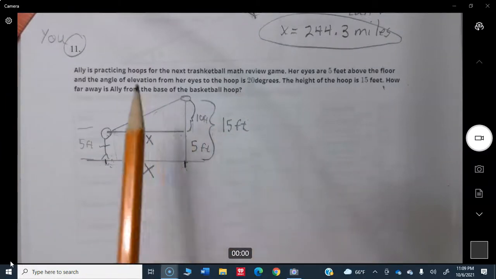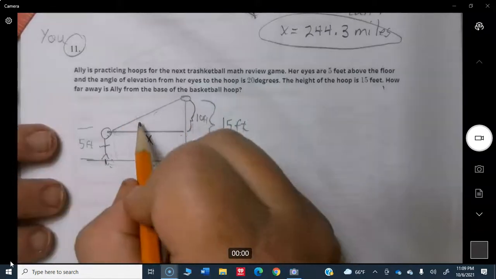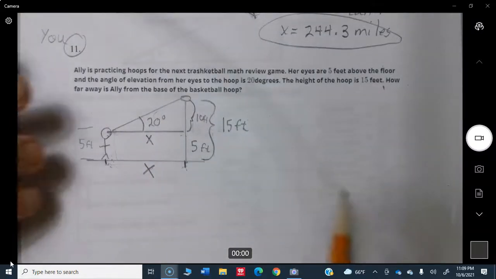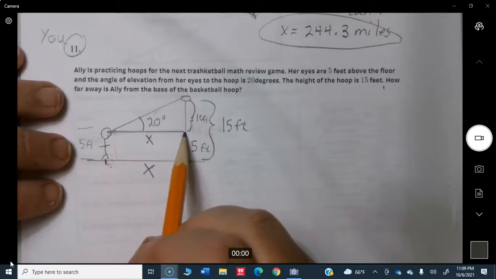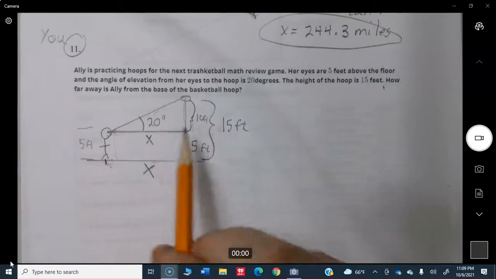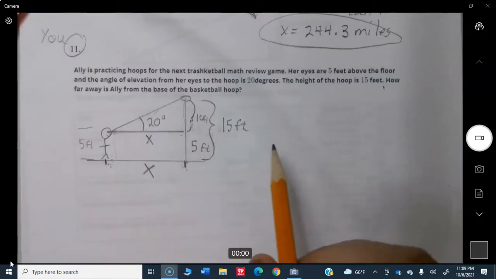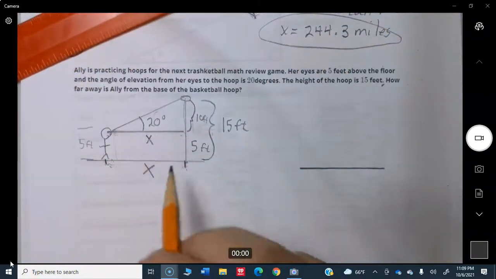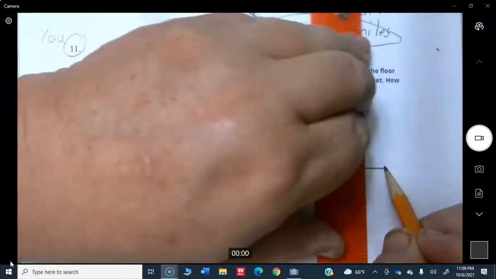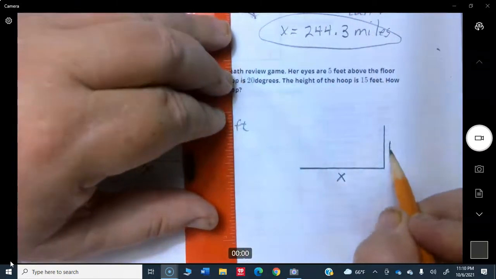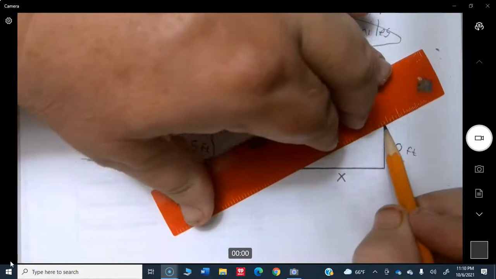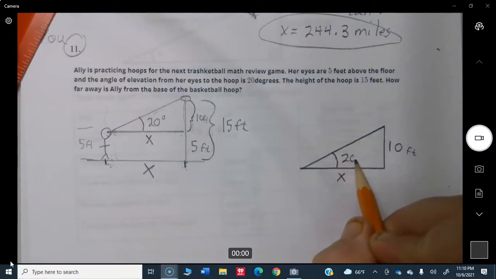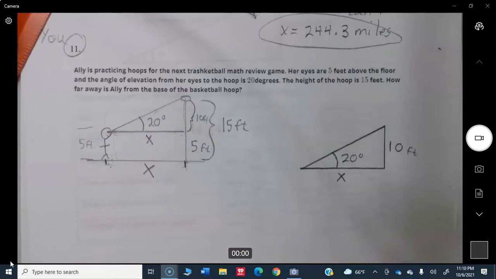Okay, and it says that the angle of elevation from her eyes to the hoop is 20 degrees. So this is 20 degrees. Okay. So here's what we're interested in. We're interested in this side, and this angle. So now that we have all of that done, I'm going to write over here what we're really interested in. We're interested in this. That's the X. That's the unknown distance she is from the base of the hoop. Then this side of the triangle is 10 feet. And then the hypotenuse of this triangle, we don't know, but we know this angle is 20 degrees. So from all of this, I got that triangle for us to work with.